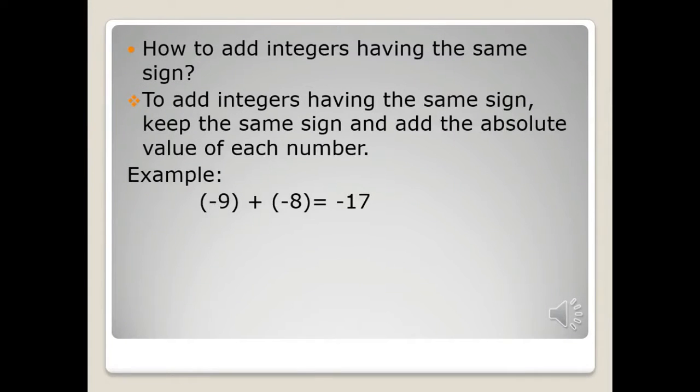There are two categories in adding integers. First, adding integers having the same sign. How do we add integers having the same sign? To add integers having the same sign, just keep the sign and add the absolute value of each number. Example: negative 9 plus negative 8 is equal to negative 17.